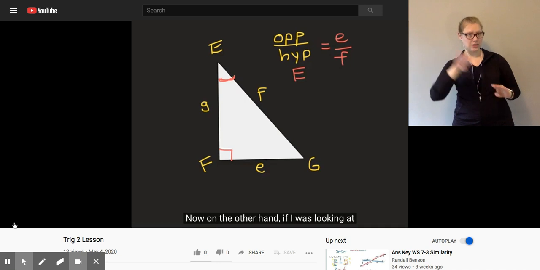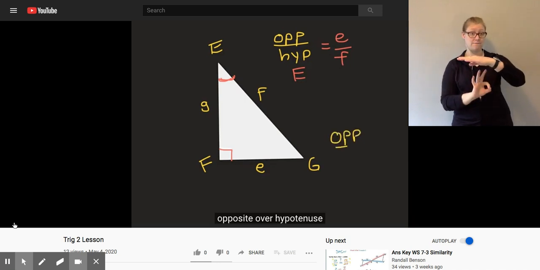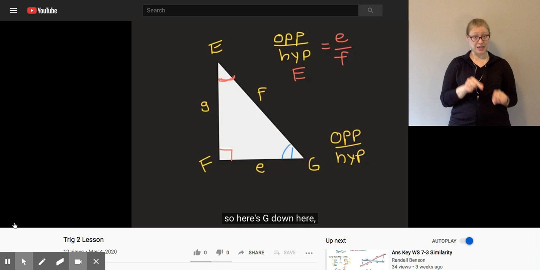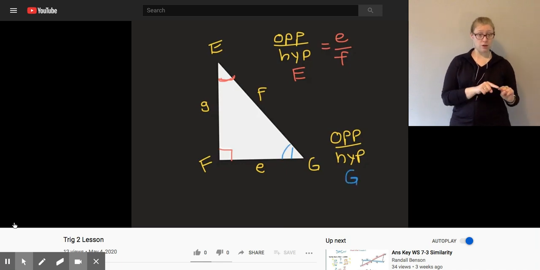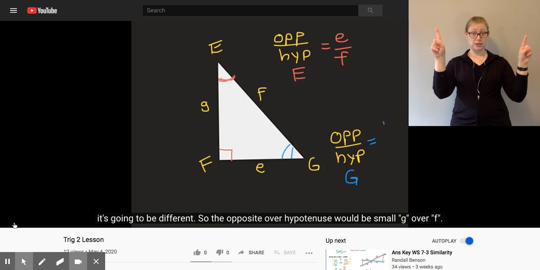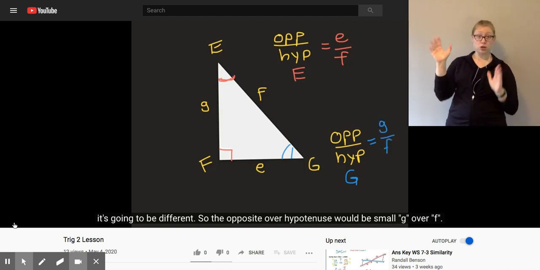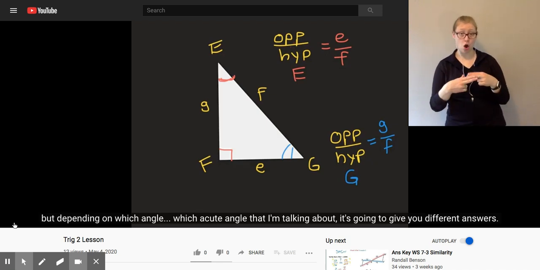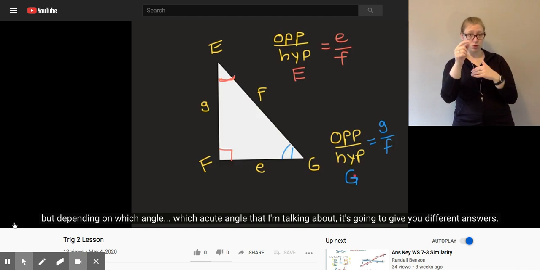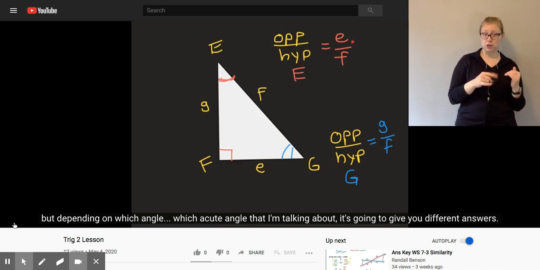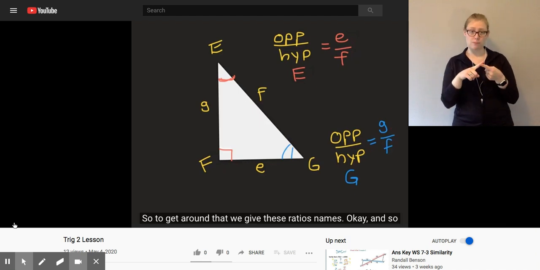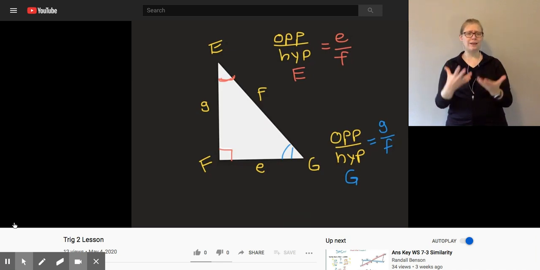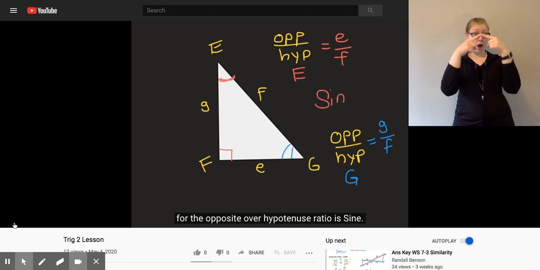Now, on the other hand, if I was looking at opposite over hypotenuse and I was looking at G, so here's G down here, it's going to be different. So the opposite over hypotenuse would be small g over F. So we can have the same ratio, opposite over hypotenuse, but depending on which acute angle that I'm talking about, it's going to give you different answers. So to get around that, we give these ratios names, okay? And so the name for the opposite over hypotenuse ratio is sine.